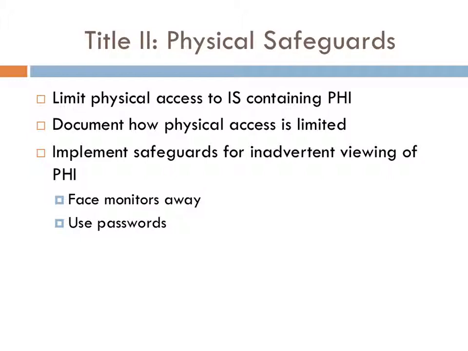Physical safeguards document how the physical access to protected health information is limited, yet still allowing access and use to the proper personnel. You should document how physical access is limited to a system or applications, including servers, workstations, and applications. It is important to implement physical safeguards to decrease the chance that someone who isn't supposed to view the protected health information goes ahead and views it. Make sure monitors are faced away from high traffic areas, and also implement the use of password protected screensavers.